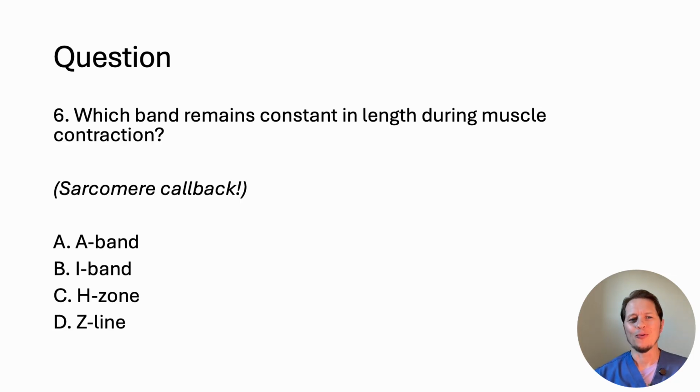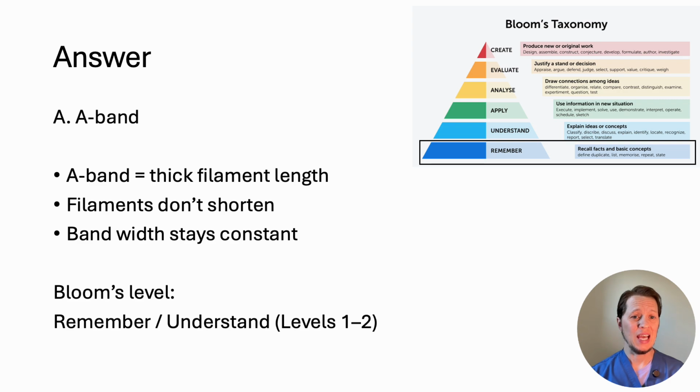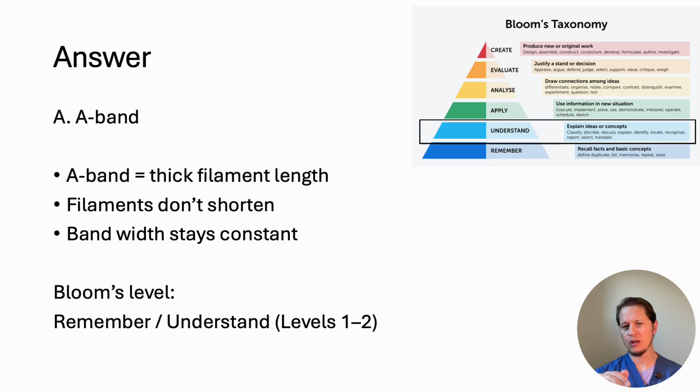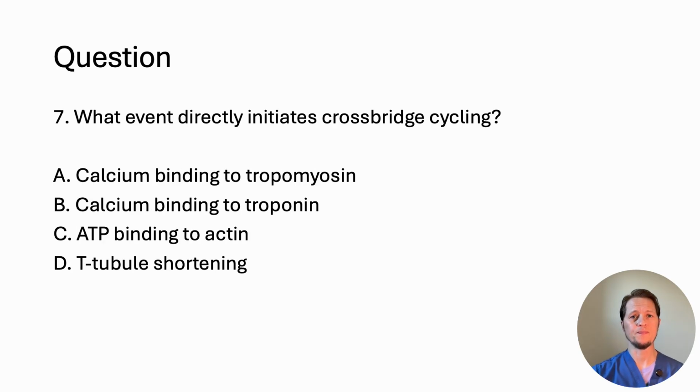All right, question 6, we are doing a callback to prior classes here. Which band remains constant in length during muscle contraction? Is it A, the A band, B, the I band, C, the H zone, or D, the Z line? And the answer is A, the A band. The A band, which corresponds to myosin length, does not change whether the muscle shortens or lengthens. So this is another one that starts with just remembering the material, but then at least being able to understand it and get the right answer.